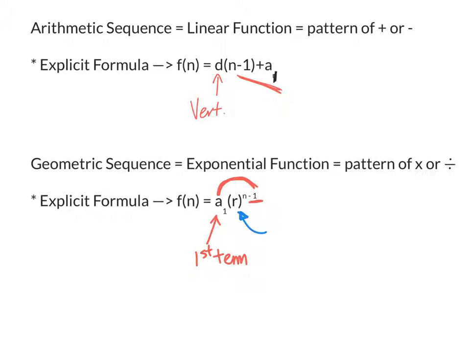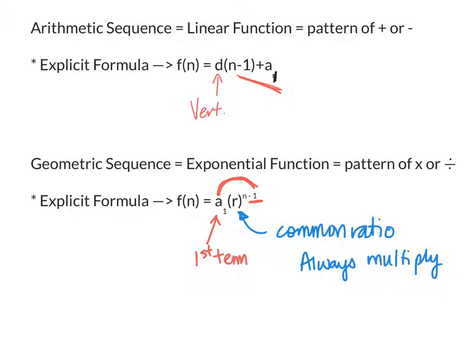The other part that we want to note here is r. That's the one that's different. This stands for the common ratio. So remember, in the other one, in arithmetic, we call it the common difference. This is the common ratio. It would help if I spelled that right. And it's whatever you're multiplying by every time.